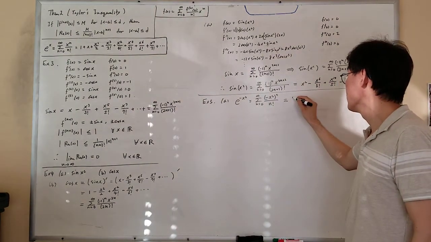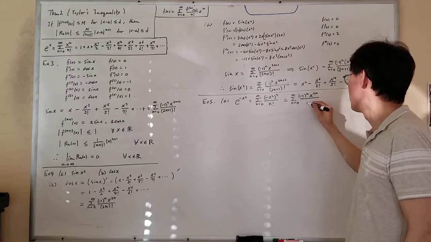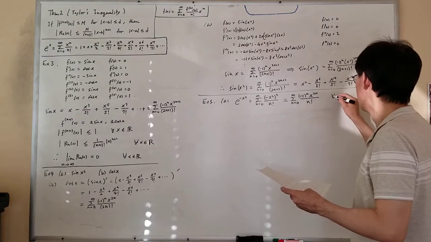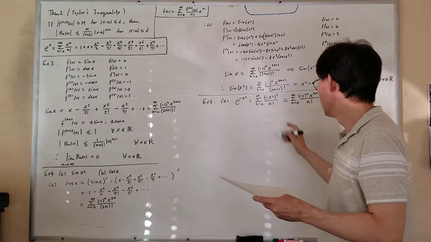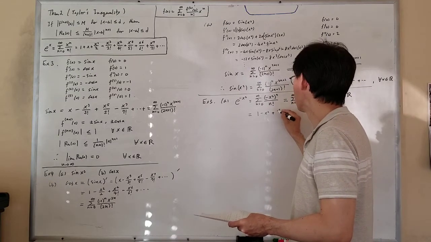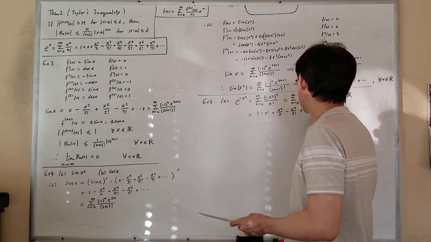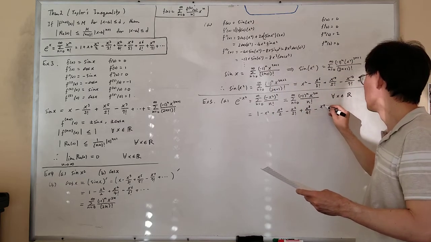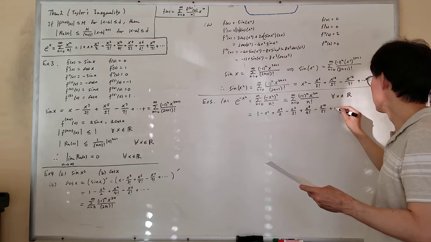So, we can rewrite it: minus 1 to the n, x to the 2n over n factorial, for all x in R. Then that would be 1 minus x squared, plus x to the 4th over 2, and so on. Okay. Keep going.